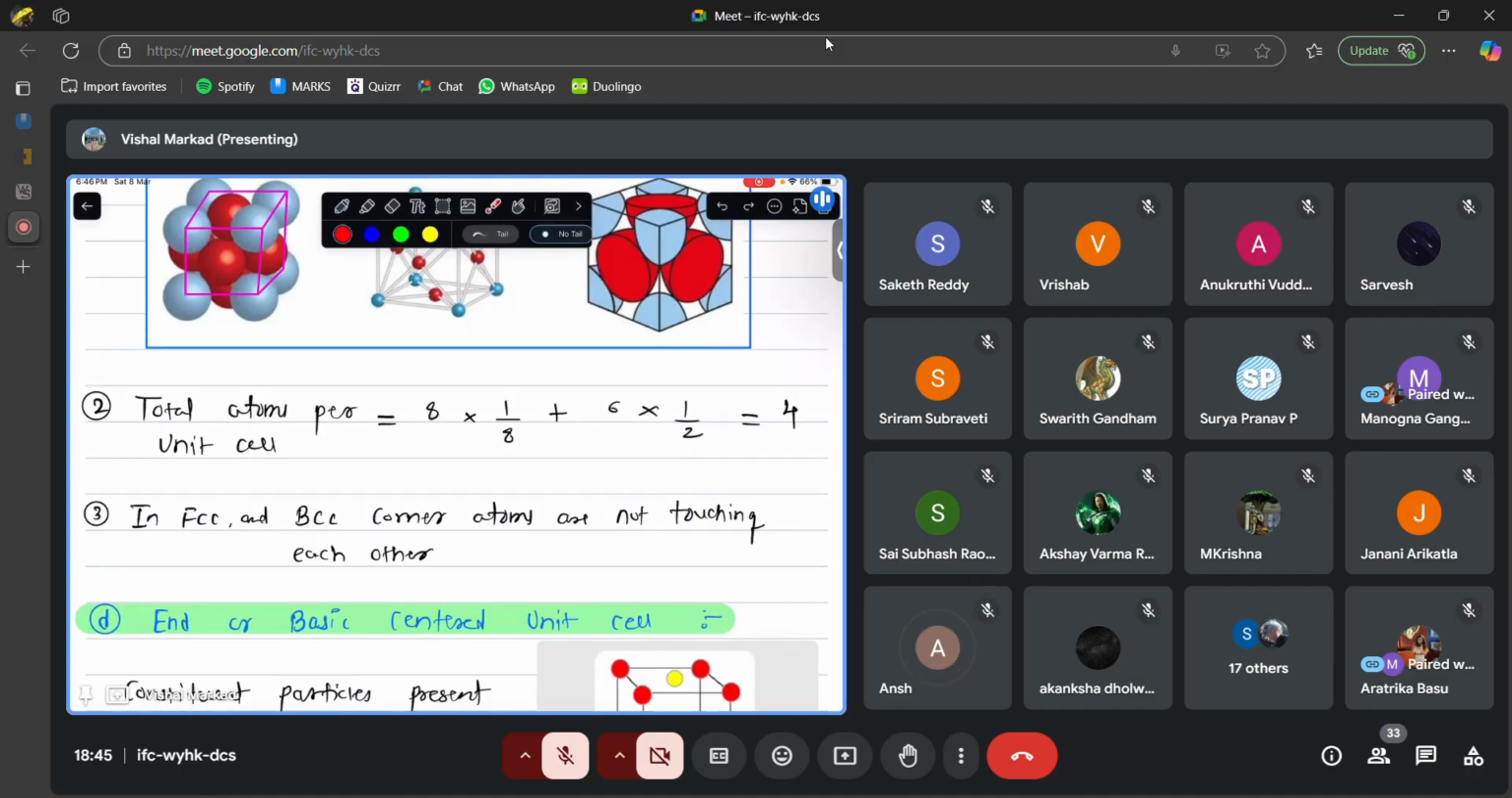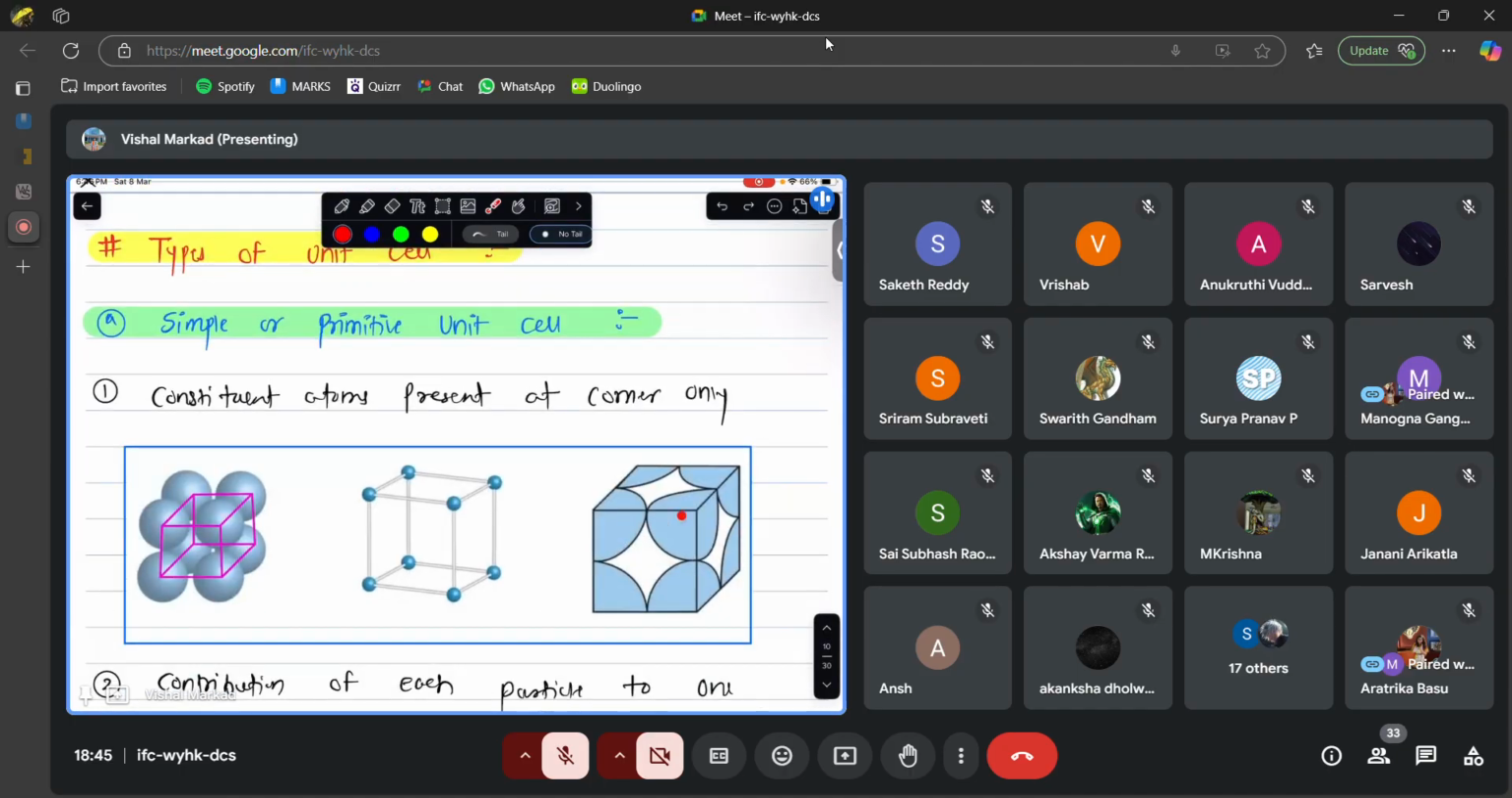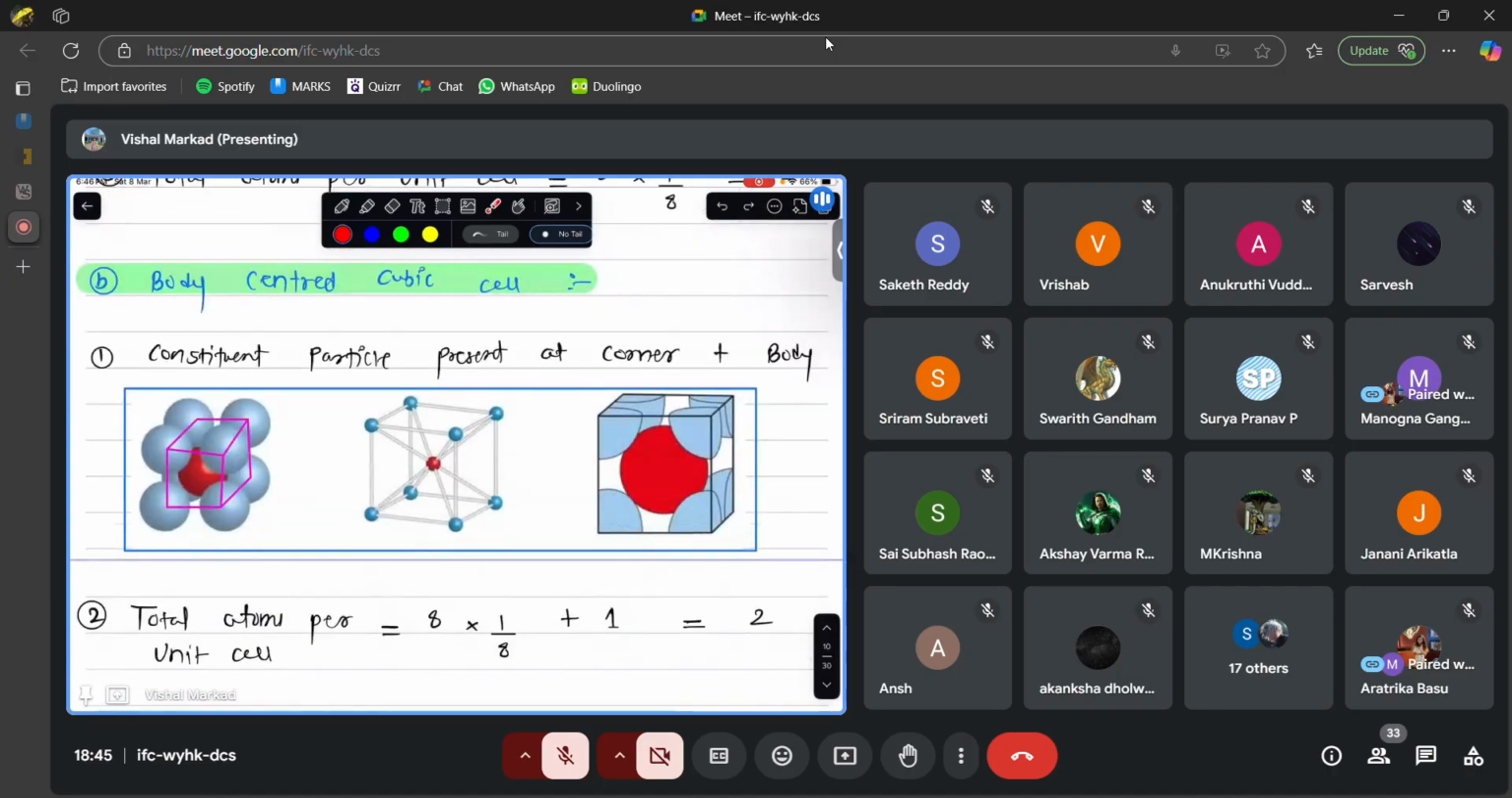One more thing that you have to remember. In FCC and BCC, corner atoms are not touching each other. When we talk about simple cubic, the corner atoms are touching each other, corner atom from here touching corner atom from this side. But when it comes to the body centered, look here. Do the corner atoms touch? No. What is the reason? Because in the middle there is one more atom, so they are not able to touch. This is very important when we calculate the radius and all.